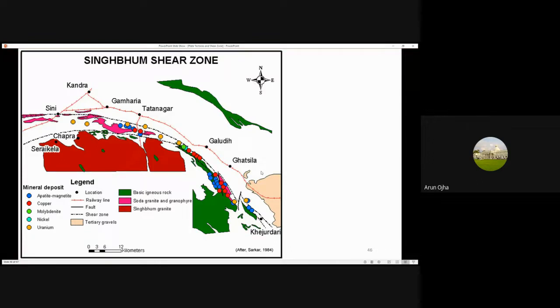And this is another example of a mineralized shear zone in India, the famous shear zone known as the Singhbhum shear zone. There are a number of minerals found within this zone, for example apatite, copper, molybdenite, nickel, uranium. The famous Jaduguda mines is within the zone. There are also several reports of gold occurrences within the zone. So we understand that these zones facilitate fluid activities and hence resulted in mineral deposits and ore deposits.